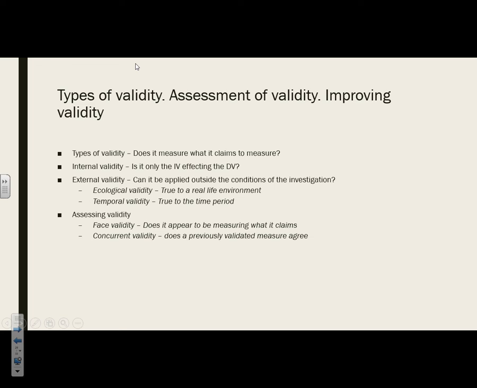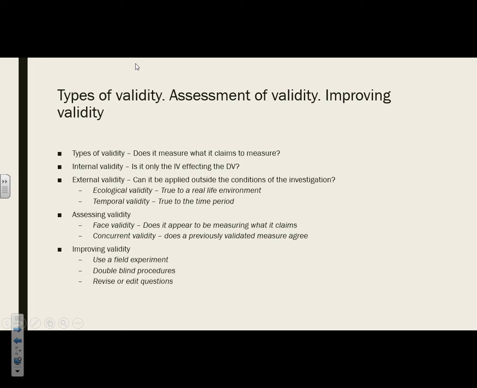So for example, you get them to do your newly developed maths test that you think was brilliant, a great way of testing maths, and then you go and do a GCSE maths paper and see if you find similar results. Yes, this person's excellent, they're in the top 10%, but my maths test says they're not. So that's not a good example.